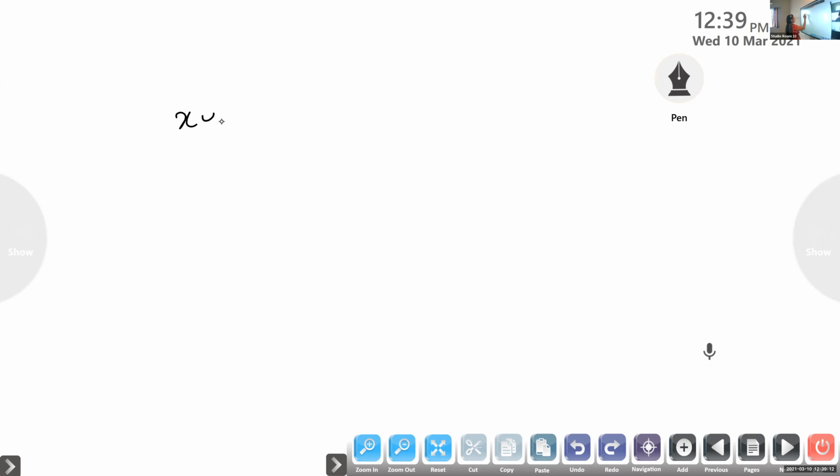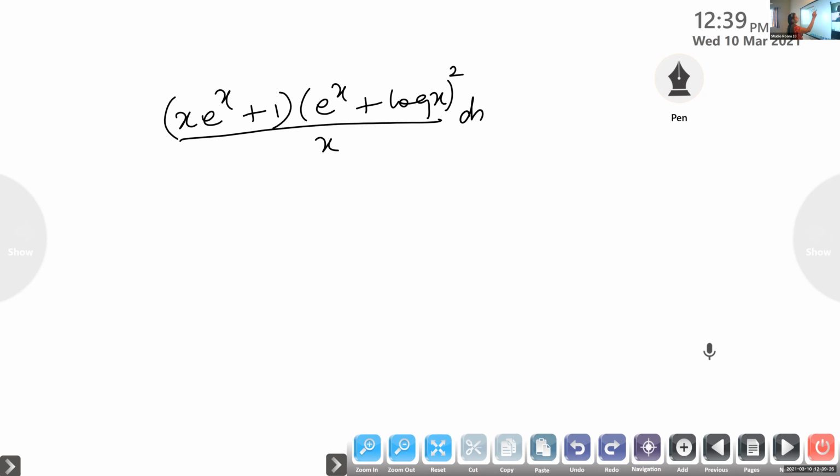Integrate x e raised to x plus 1 into e raised to x plus log x the whole square by x into dx. Integrate. Try this one. x e raised to x plus 1 into e raised to x plus log x the whole square by x into dx.